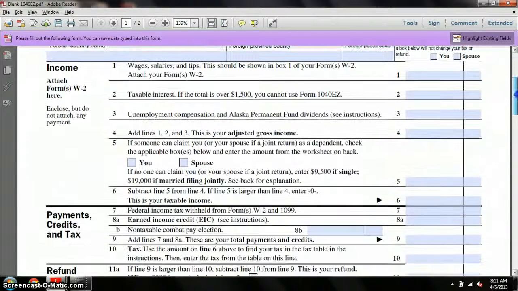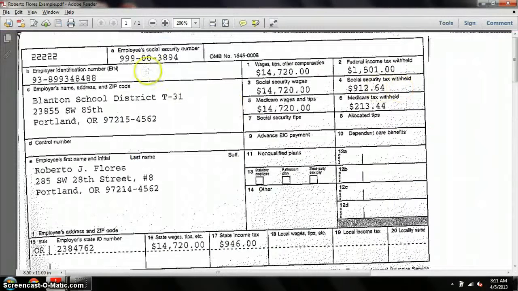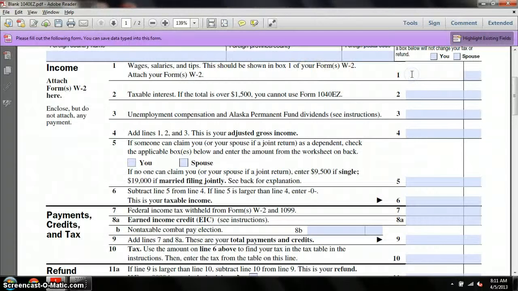Now we start with step number 1, wages, salaries, and tips. This should be shown in box 1 of your Form W-2. So we do exactly that. Look at our W-2 form, and here we see wages, tips, other compensation, $14,720. So we transfer that number over here, $14,720.